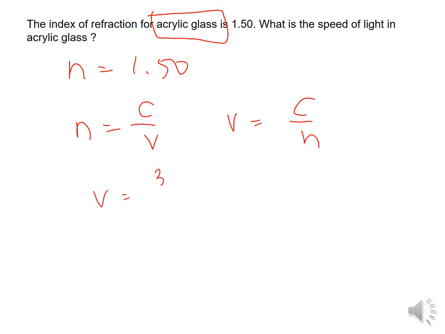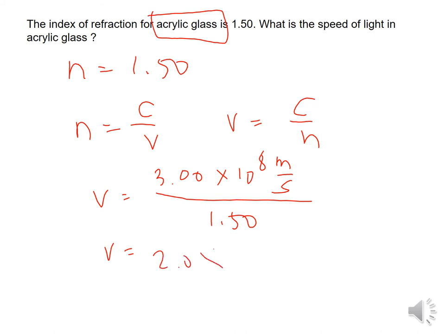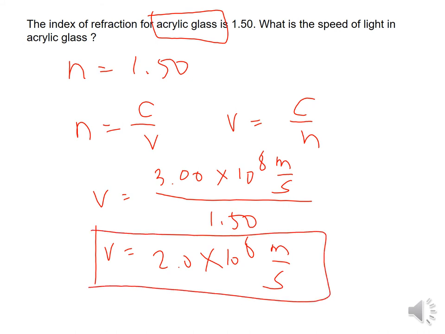So v is equal to the speed of light, 3.0 times 10 to the 8 meters per second, over the index of refraction of acrylic glass, 1.5. So the speed of light in acrylic glass is equal to 2.0 times 10 to the 8 meters per second. So this is the speed of light in acrylic glass. Again, using the formula, n is equal to the speed of light divided by the speed of light in a given medium.